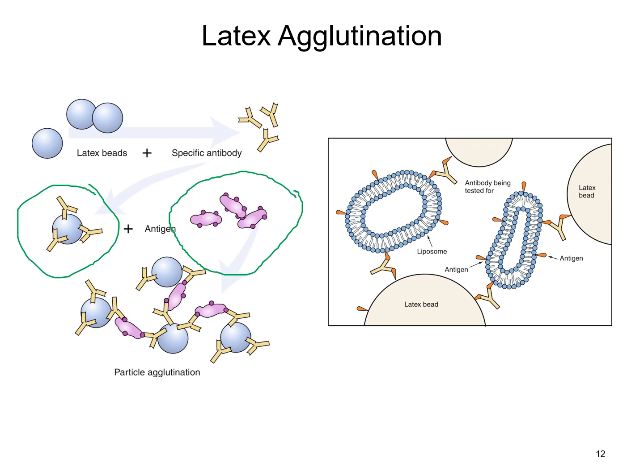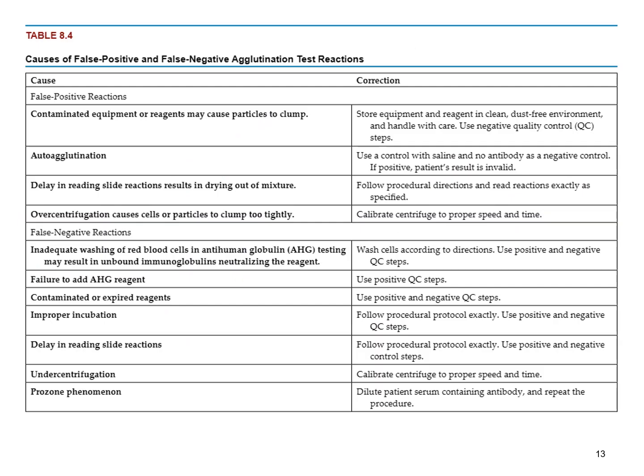Another one of the agglutination methods is where you have the lysosome present that has those particular antigens on the site, and then you're looking to bind that with the latex bead. There are several things that can cause false positive and false negative reactions for agglutination tests.